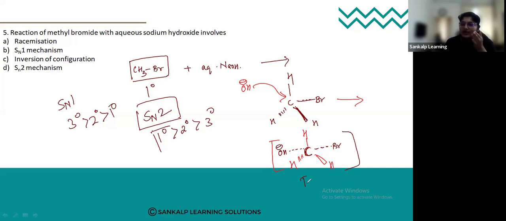So this is called a transition state, right? It is called a transition state. So in the SN2 mechanism, it is a one-step mechanism. It involves attack of the nucleophile from the backside, and it undergoes a transition state, and the product formed will be what? What type of product is formed? It is an inverted product, right? It is an inverted product.